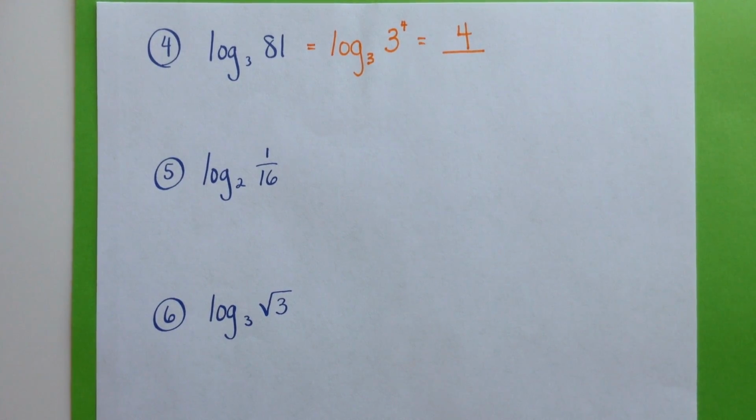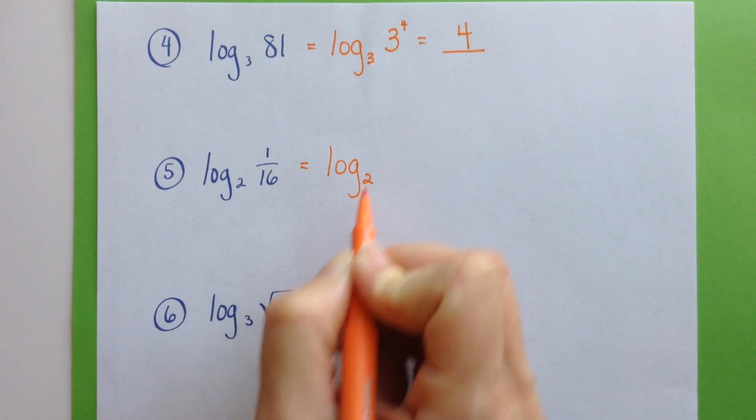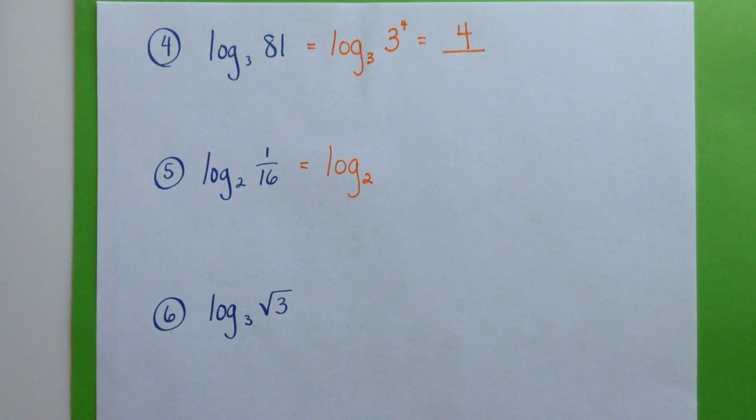Okay, the next one, we're also going to have to rewrite this one. Now I've got a base of 2, which means I'm not going to change that.